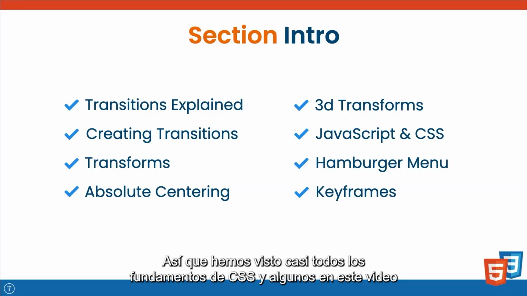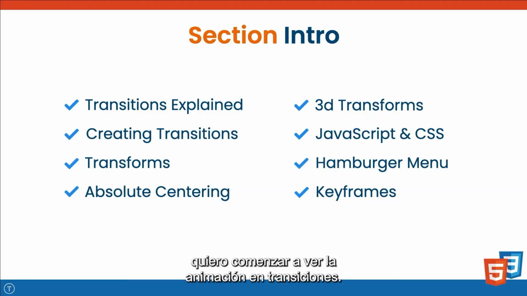So we've looked at pretty much all the fundamentals of CSS and some. In this video, I want to start to look at animation and transitions. Okay, so transitions I'll explain more in the next video. They're basically just animations that happen when we do something to go from one state to another, whether that's the width of something or the color of something, the position. There's a lot of different properties that you can add transitions to. So I'll show you how to create those.